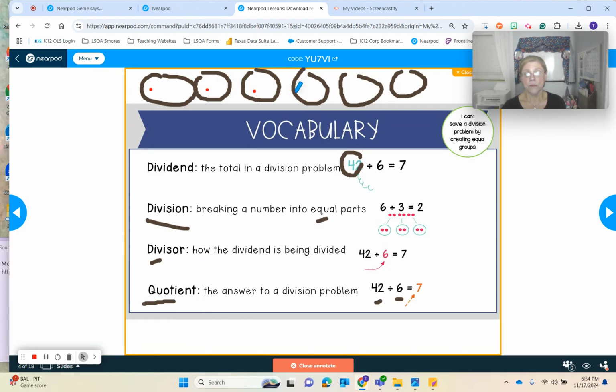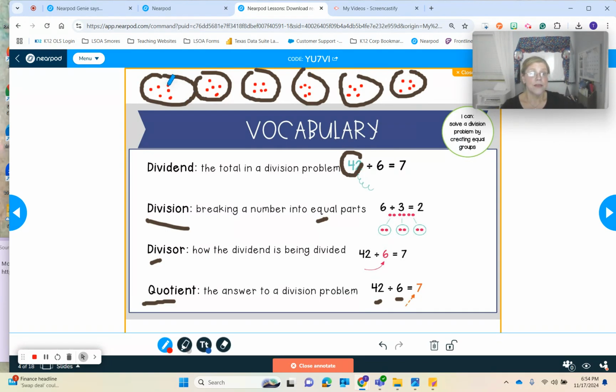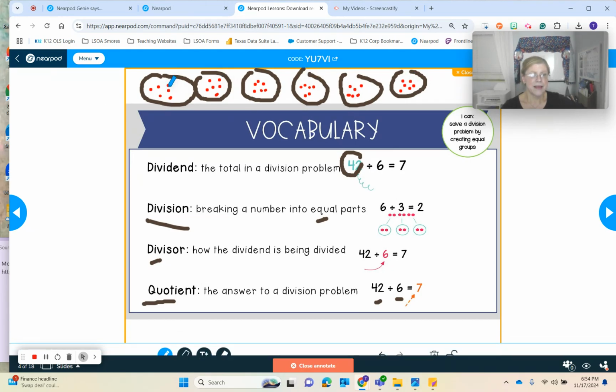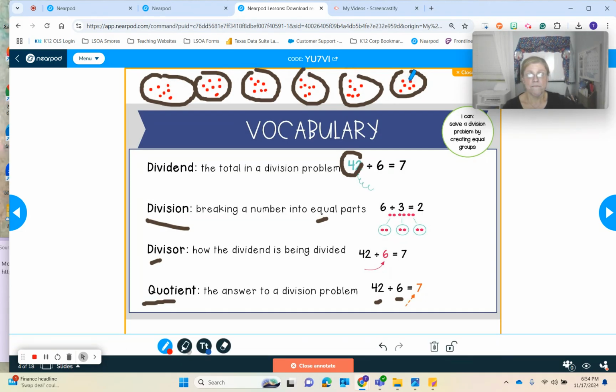1, 2, 3, 4, 5, 6, 7, 8, 9, 10, 11, 12. I'm just counting up until I get to 42. 13, 14, 15, up through 40, 41, 42.